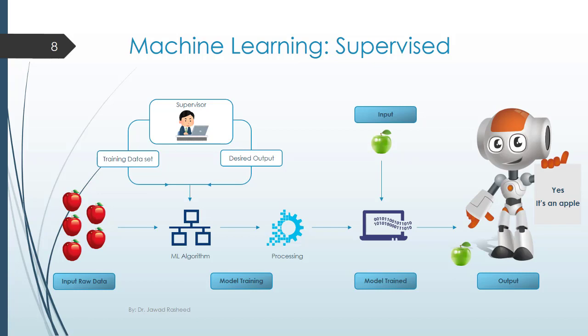So we are giving an image of a green apple to the trained model, and now the model can easily identify it as yes, it is an apple. Thus we can see that it predicts correctly. So let's make things clearer with another example of supervised machine learning.